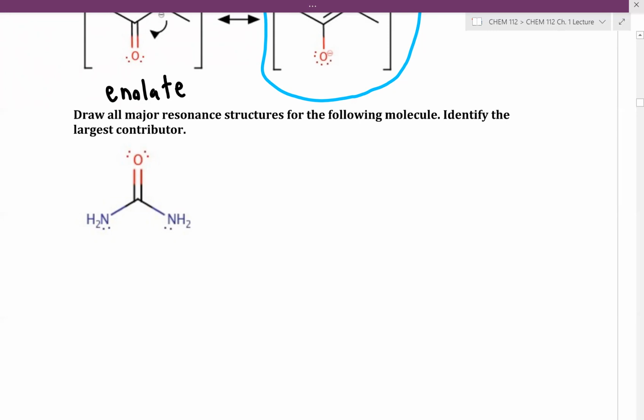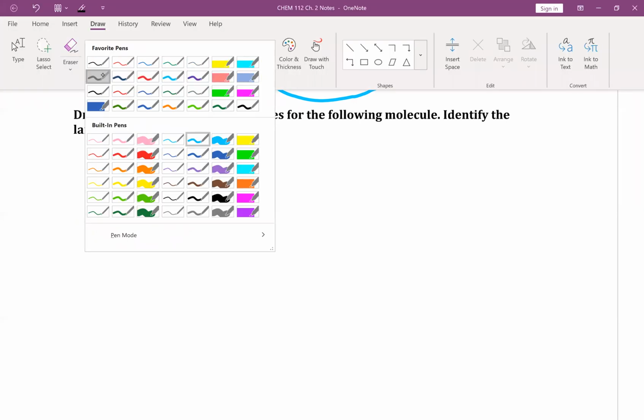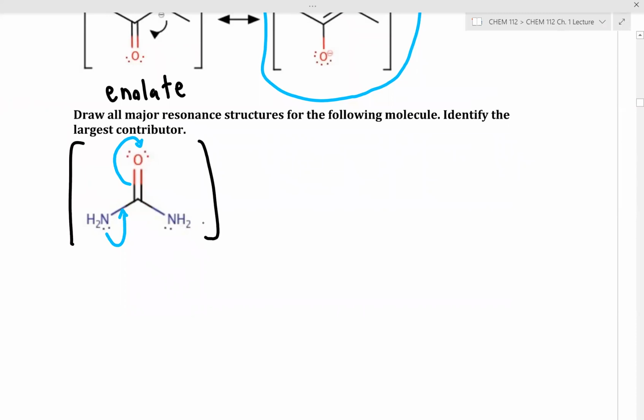So let's now come together to discuss. Using arrow pushing notation, we have lone pairs adjacent to a double bond, so we can kick these lone pairs down. That results in our double bond breaking, and we can draw a new resonance structure. Probably one of the most common resonance structures that you see, very similar to our amide example, is a resonance structure containing a carbon-nitrogen double bond.